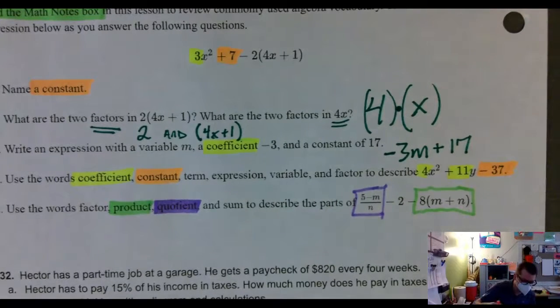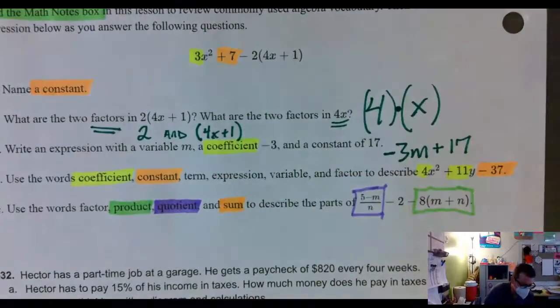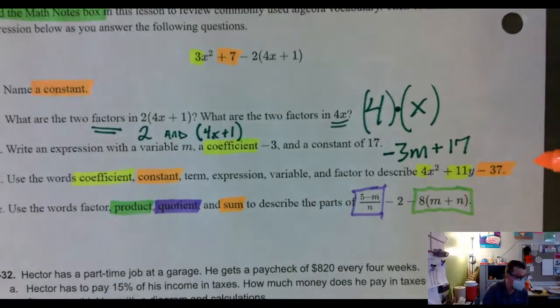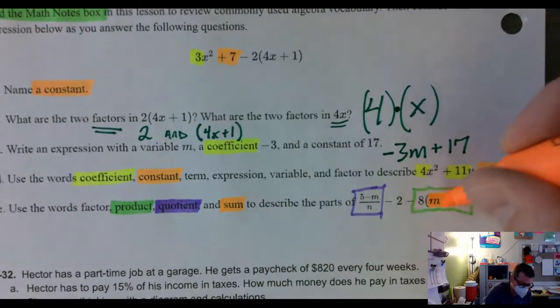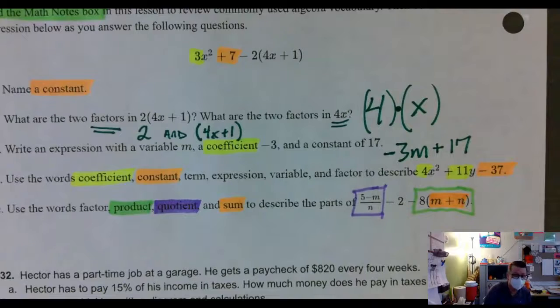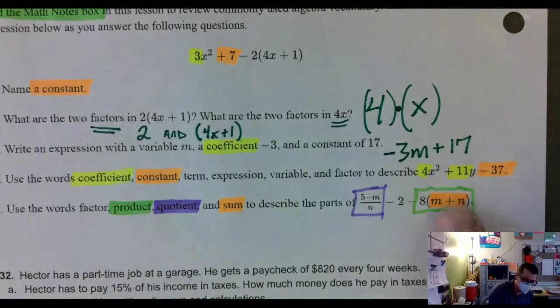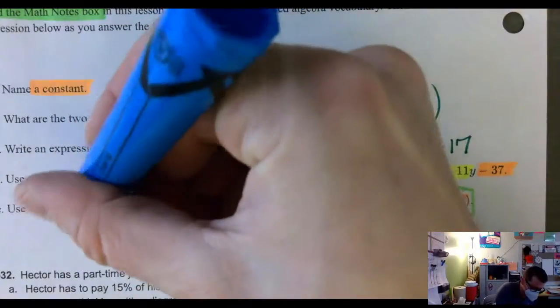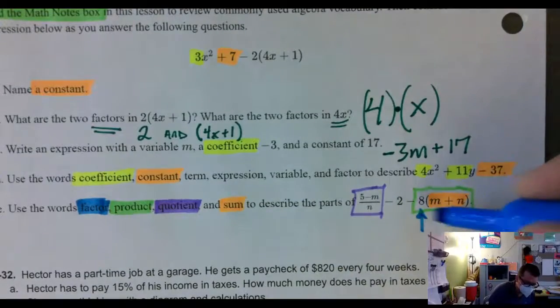Sum, this is tricky because people fall into the trap of sum has to be addition. Sum is either addition or subtraction, so you can do sum as well, but if I really want it to be addition, there's a sum right here. M plus n, there's a sum right there. And then factor, well, I just highlighted a factor. The other factor there would be 8 or negative 8.